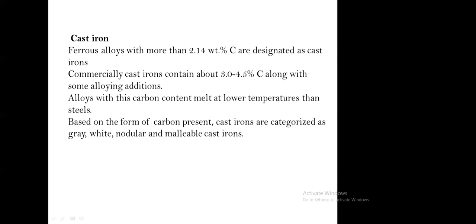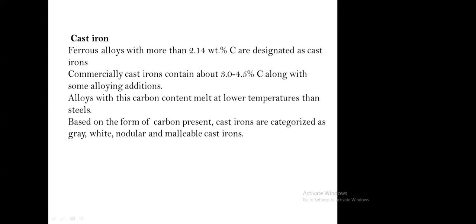Okay, generally for commercial and engineering purposes we use 3 to 4.5% of carbon in a cast iron. Some alloy elements are added along with the carbon content, and it melts at a lower temperature than steel. Based on the percent of carbon, we categorize cast iron into various types like gray cast iron, white cast iron, nodular cast iron, and malleable cast iron.